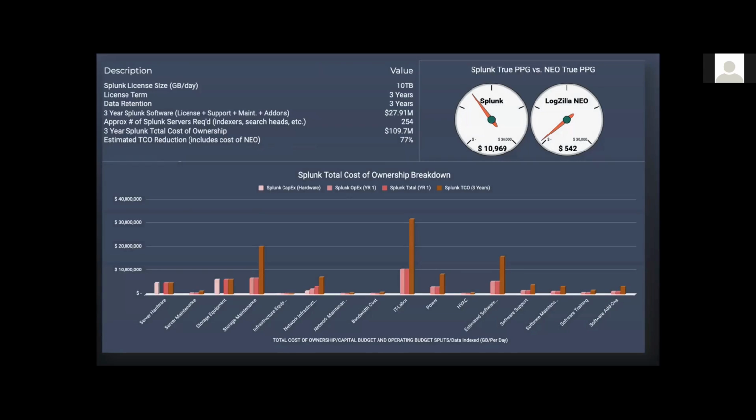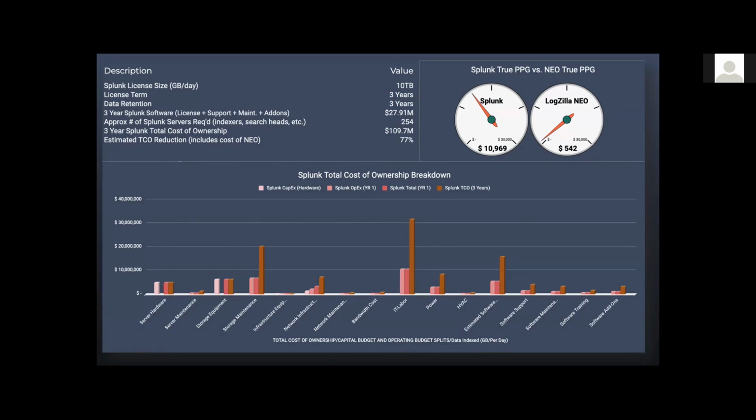All right, so if we break this down at 10 terabytes a day over 3 years, list price is $531 a gig, which puts you at about $30 million over 3 years, 254 servers, and a total cost of ownership of $109 million. Now, if you look at the gauges on the right, you're going to see that 531 per gig license skyrocketed to $11,000 per gig, which is absolutely insane, right? And if you look at the bottom here, you'll see all of the things broken down in detail.